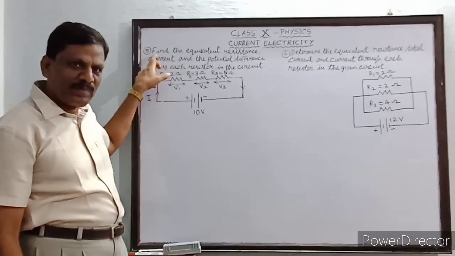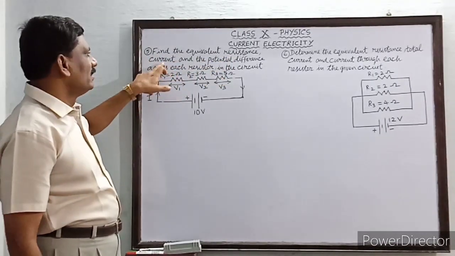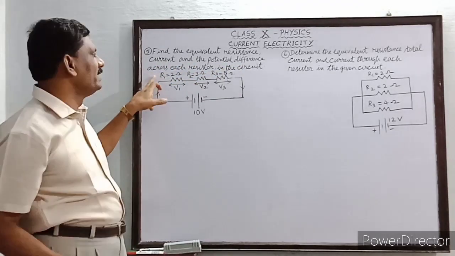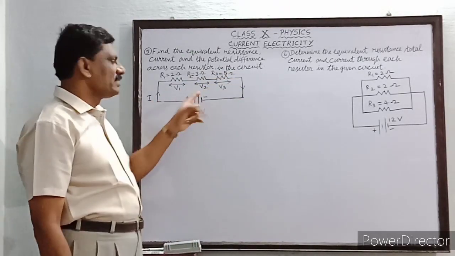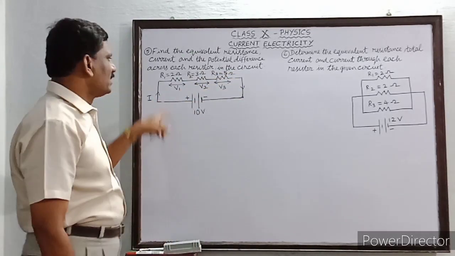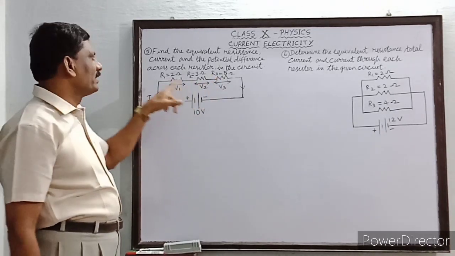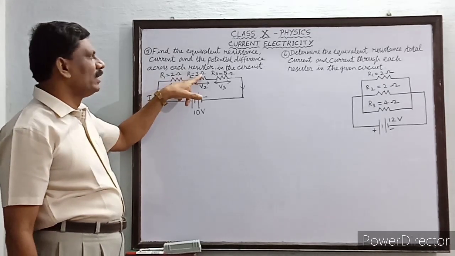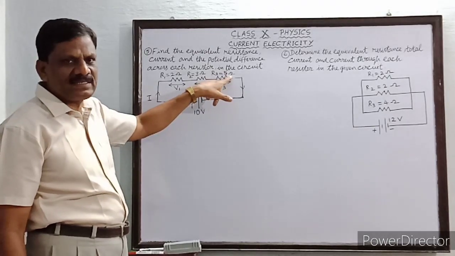Yes, read problem number 5 now. Find the equivalent resistance, the current and the potential difference across each resistor in the given circuit. So a circuit is given to us. The circuit contains 3 resistors which are connected in series. What are their values? R1 equal to 2 ohm, R2 equal to 3 ohm, and R3 equal to 5 ohm. They are connected in series.